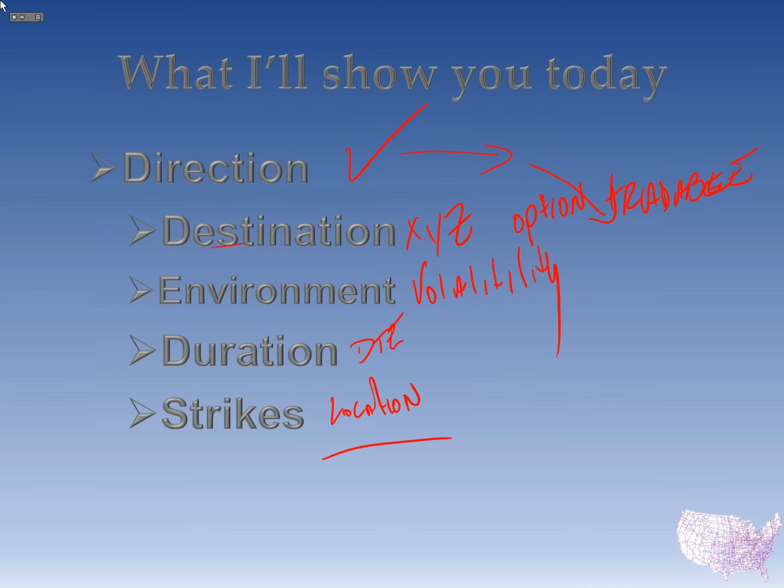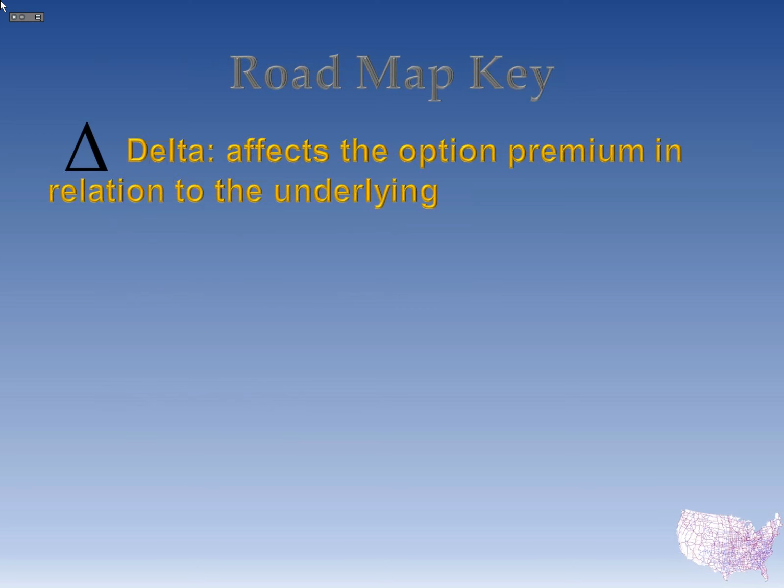But we need to also understand the roadmap key. What we're talking about here is when we're looking at the option montage, which is that page with all of the strikes and everything else going on, what do these Greeks mean? Now, don't close out the webinar just yet. We're going to briefly go over this. I'm going to give you guys some really quick, easy ways to remember this stuff.